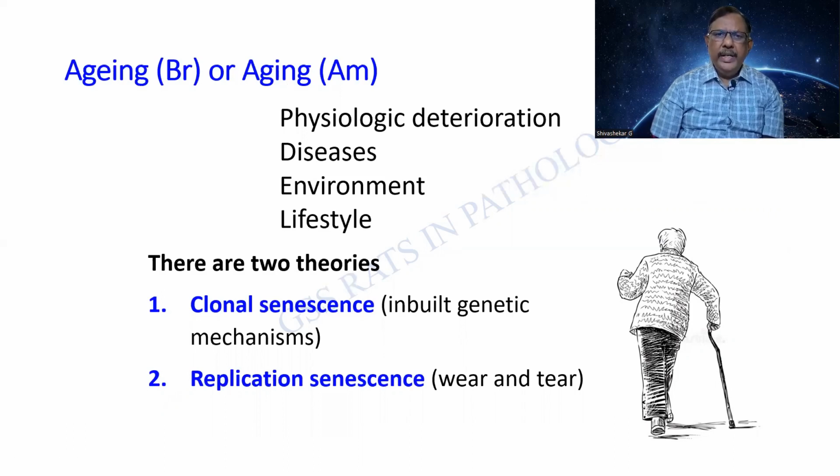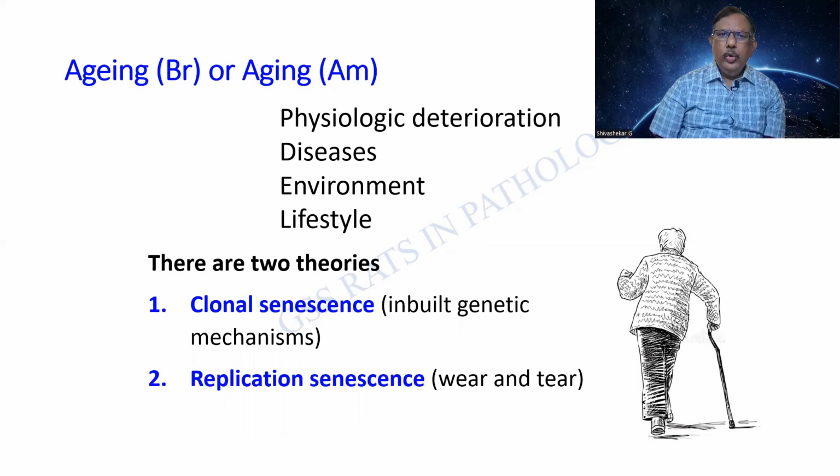When we talk about aging, it can be due to any of the following causes. It can be a physiological deterioration, diseases, environment, or lifestyle. So, we should have these things in mind.